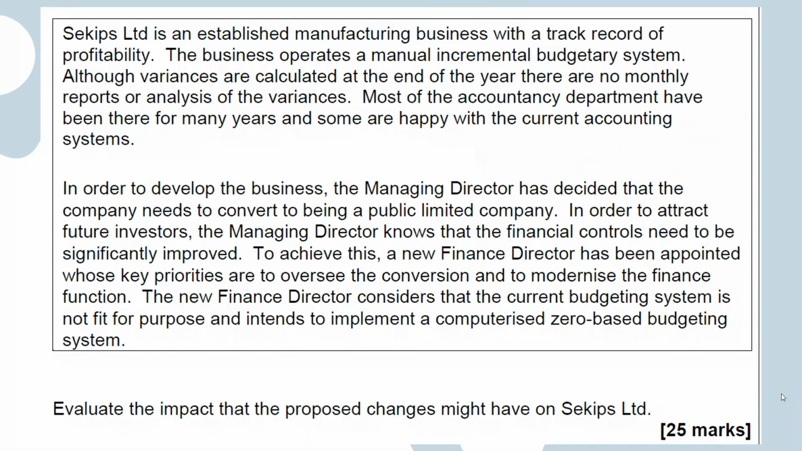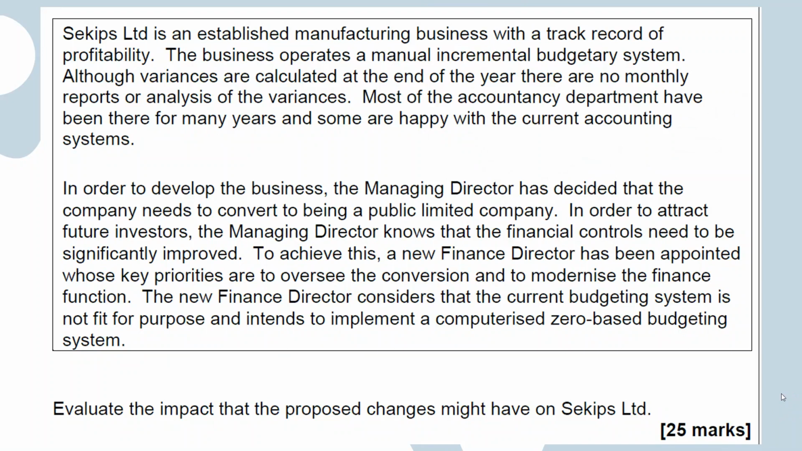Okay, so if you're going to calculate variances, you need to do something with them and look into the reasons behind them. There's no point calculating them otherwise. Most of the accountancy department have been there for many years, and some, it doesn't say all, are happy with the current accounting systems. So there may be some complacency crept in, people that have been in the job for a long time. Let's read on.